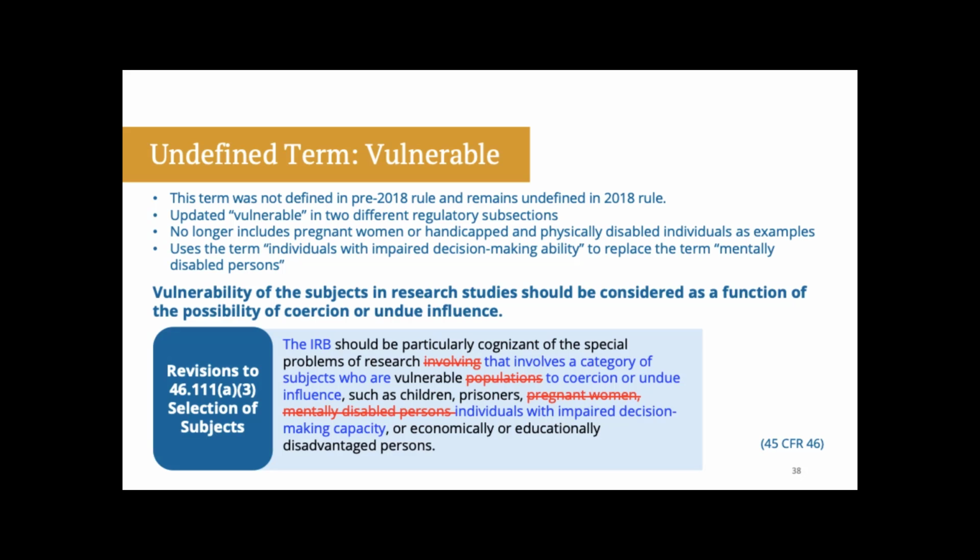So in looking at this revised definition, the vulnerability of subjects in research studies should be considered as a function of the possibility of coercion or undue influence. This type of vulnerability alone should be the IRB focus of concern in determinations about vulnerable populations.